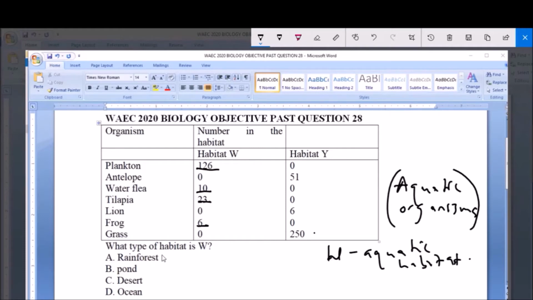Now the rainforest is not the answer, because you may not have tilapia within the rainforest, and the rainforest is not exactly a complete aquatic habitat. So A is not the answer. Now option B, pond, is the most likely and is the answer to this question, because in a pond you can find planktons, you can find water fleas around, you can find tilapia, and you can also find frogs.